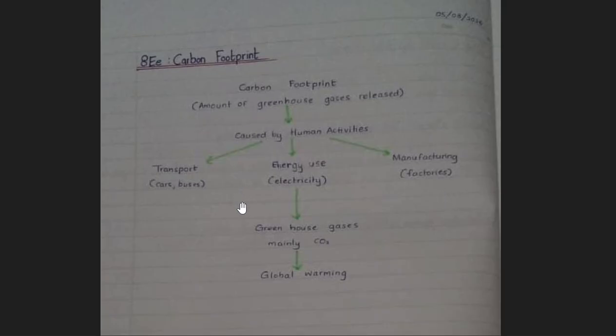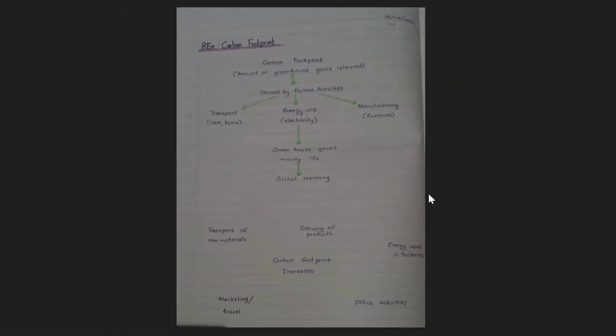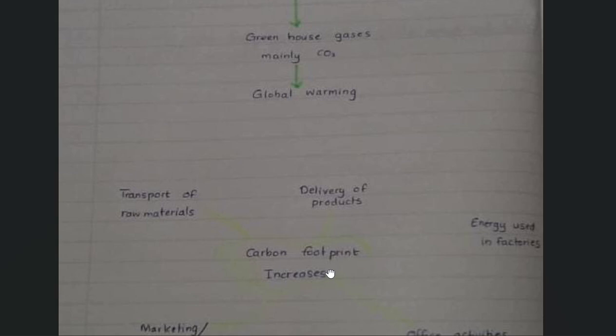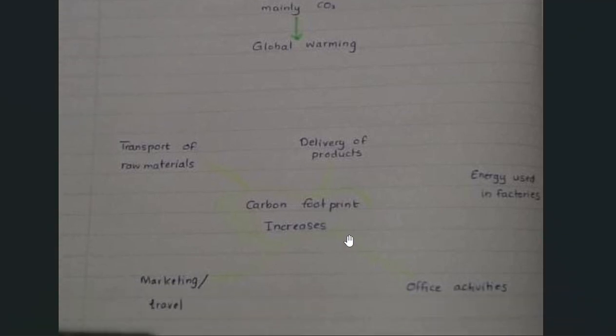Right. So all these three human activities mentioned here are producing greenhouse gases. Mainly, what is the greenhouse gas which is mainly produced? Carbon dioxide, which is causing global warming. So this is the main thing about carbon footprint. Right. Now, another thing you must learn is how this carbon footprint is increasing.